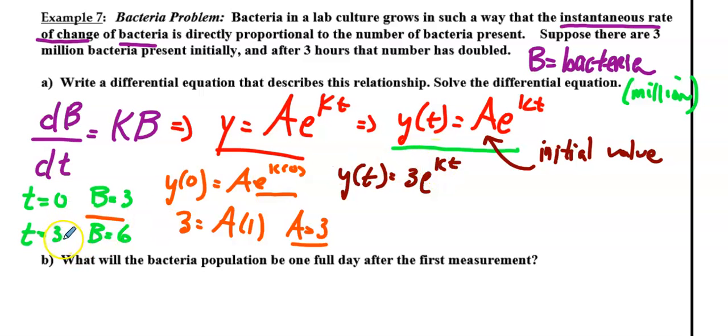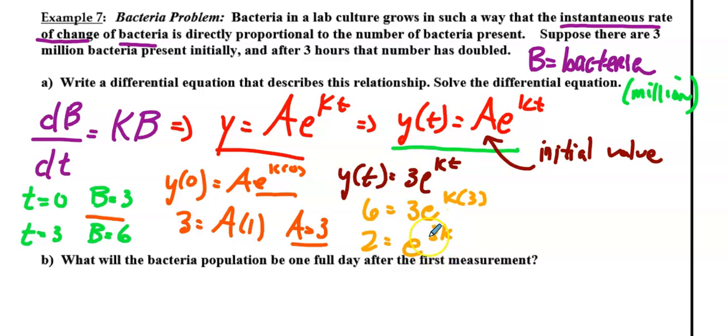Well, I've got another little piece of our puzzle that we can work on. So when time equals 3, y of 3 is equal to 6. So I can say 6 is equal to 3e to the k times 3, because time is 3. So now I can solve for k. Well, I can divide by 3, and I'm going to get 2 is equal to e to the 3k.